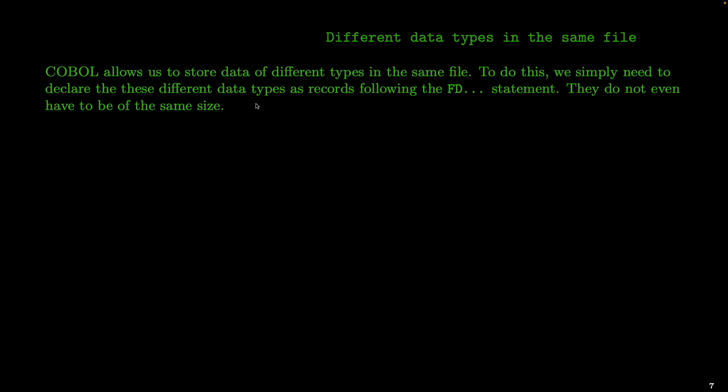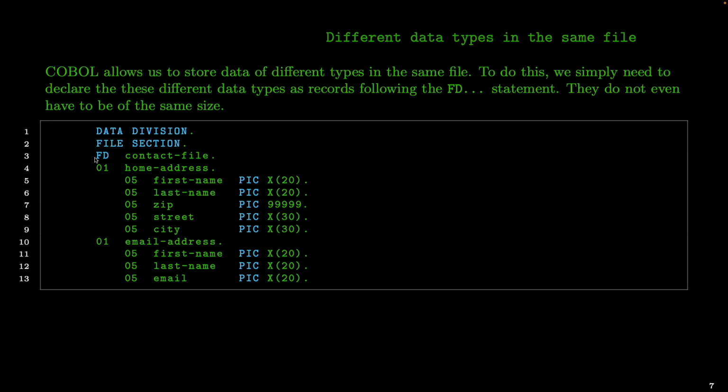Now it is possible to store different types of data in the same file. You can assign multiple records to the same internal file in the FD statement. To do this, you simply follow your FD statement by the different data types that could be written into it. For example, here I have a file that I call contact file, so think of it as a file containing contact information. And here I have two different records. One is home address and the other one is email address.